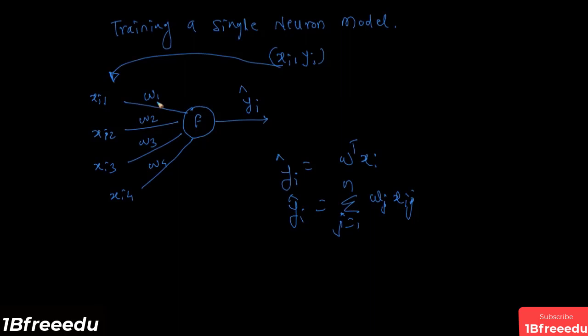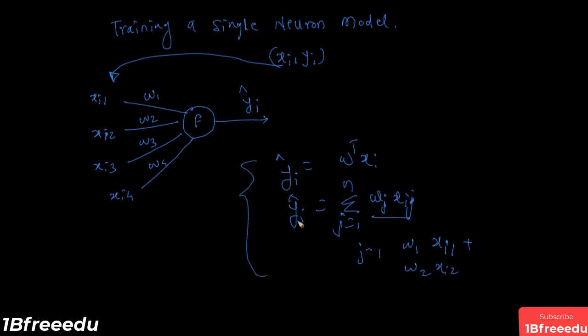Because this, let's say if this is wj, and if I write this data point as xij, when j is 1, this becomes w1 xi1. When j is 2, this becomes w2 xi2. That means this is multiplied with this, multiplied with this, and then all these terms are added, right? So this is what it means.